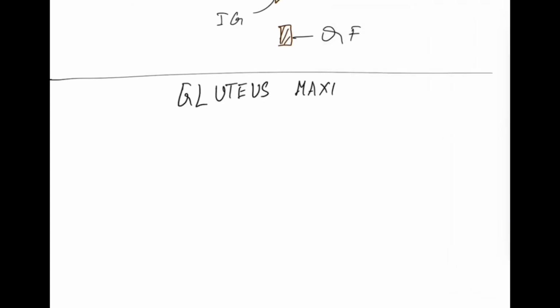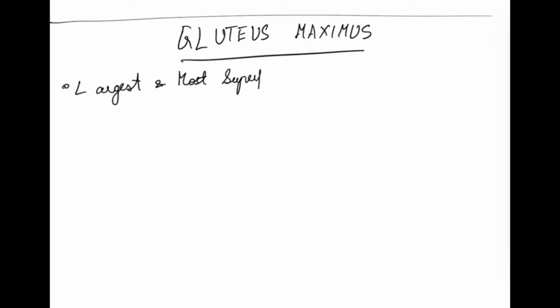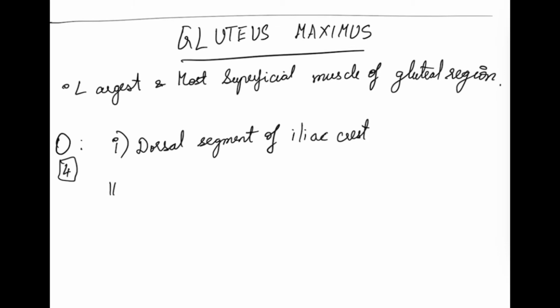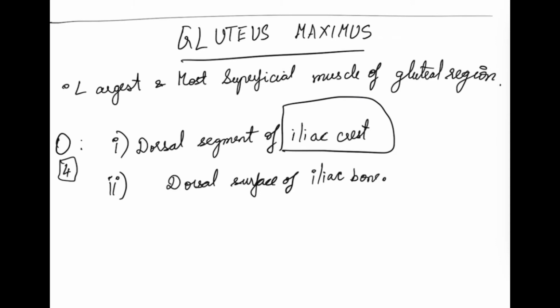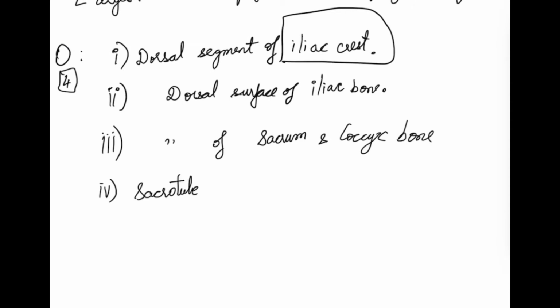And now moving on to the gluteal region proper, gluteus maximus. It is the largest and most superficial structure in the gluteal region. The origin is from four sites: the dorsal segment of iliac crest, the dorsal surface of iliac bone, dorsal surface of the sacrum bone and coccyx bone, and the sacrotuberous ligament.